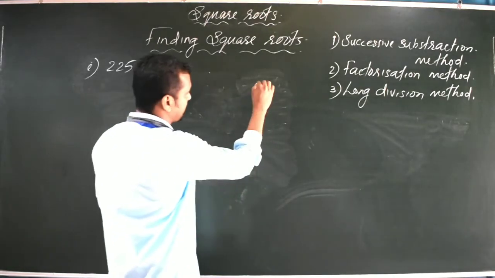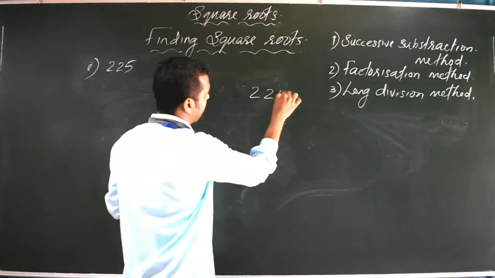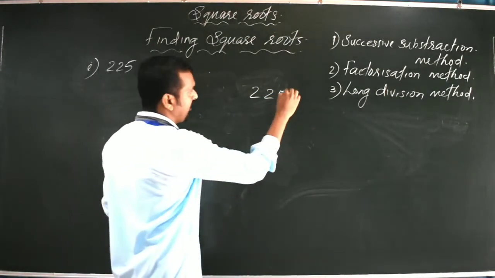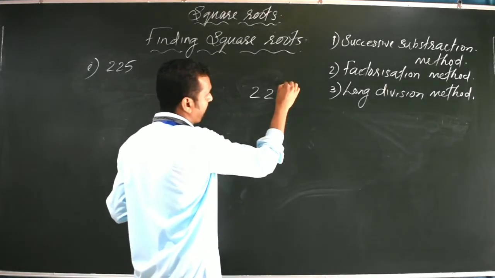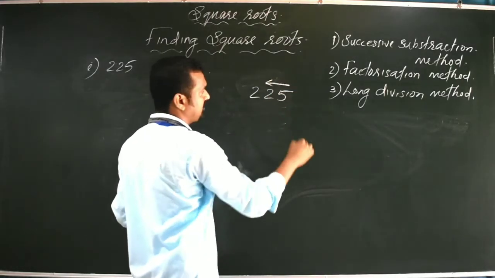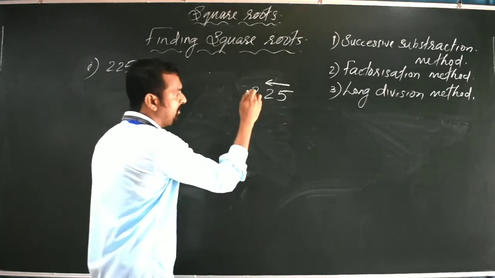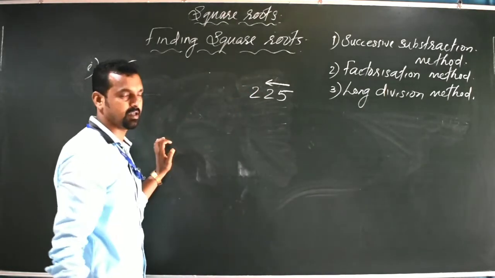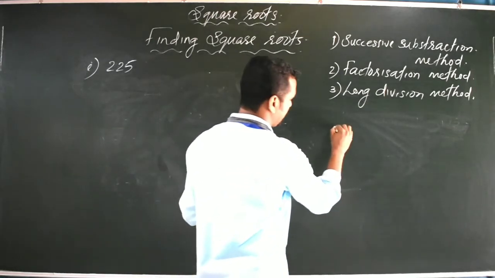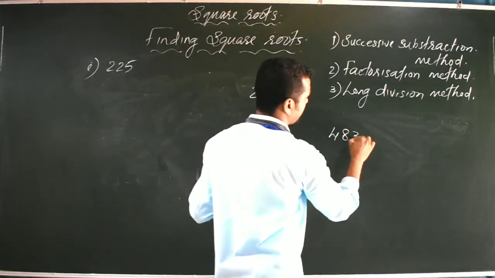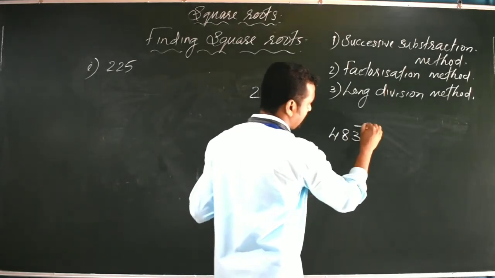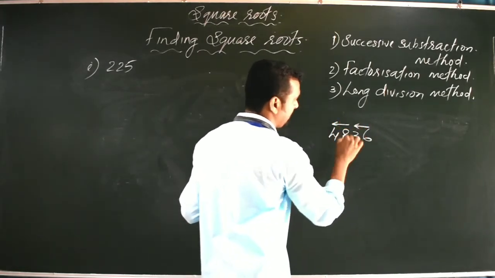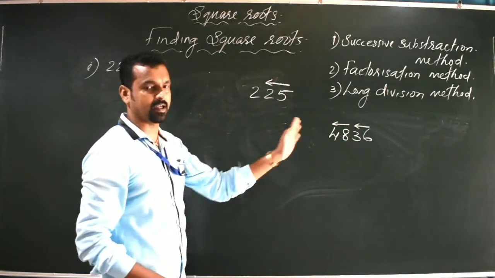So first you have to write 225. Then from the last digit we will make pairs. 25 is a pair. Then before that, 2 is only one digit, so we cannot make it a pair. Suppose it is 4836. 36 we make a pair, and after that 48 we can make a pair.